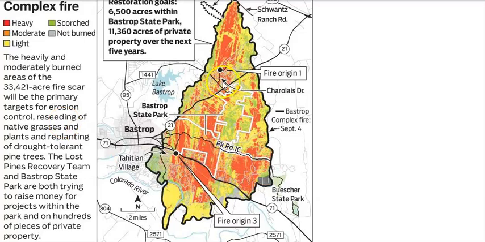A large portion of Bastrop State Park was also involved. Bastrop State Park itself looks very different than it did before the fires. There's a lot of areas that used to have tall canopy of pine trees that's now more open land. I mean, the pines are coming back, but it looks very different.